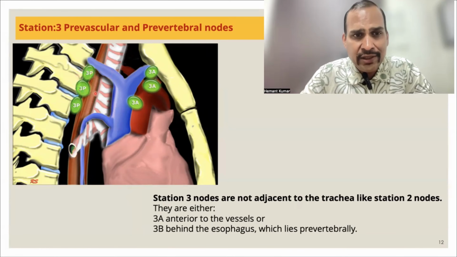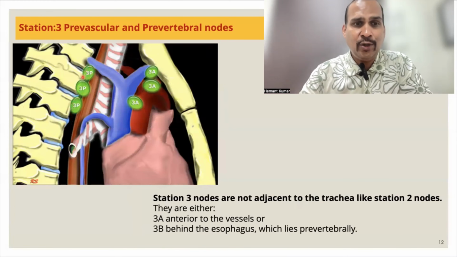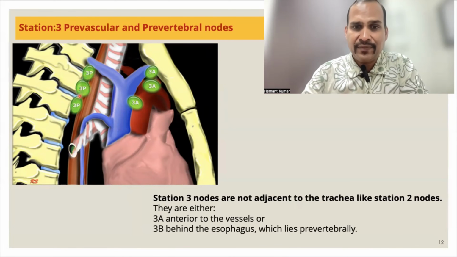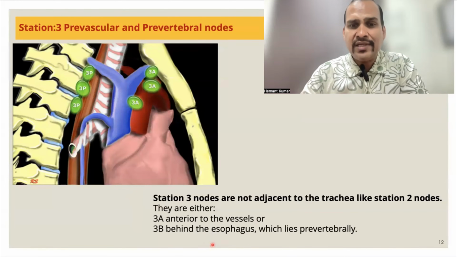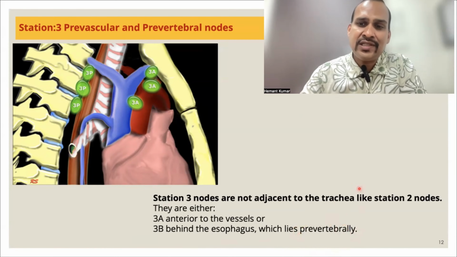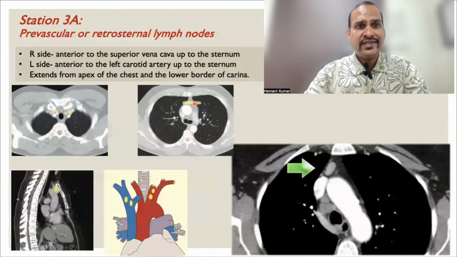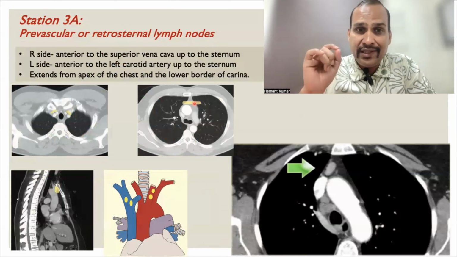And prevertebral means this is trachea, this is esophagus. So posterior to trachea and esophagus is 3P or prevertebral. This is vertebrae, just anterior to vertebrae. This is prevertebral or posterior lymph node, 3P. Okay, so 3A is anterior to the vessel and 3P is behind the esophagus, which lies prevertebrally. That's also called prevertebral lymph node. This is station 3.